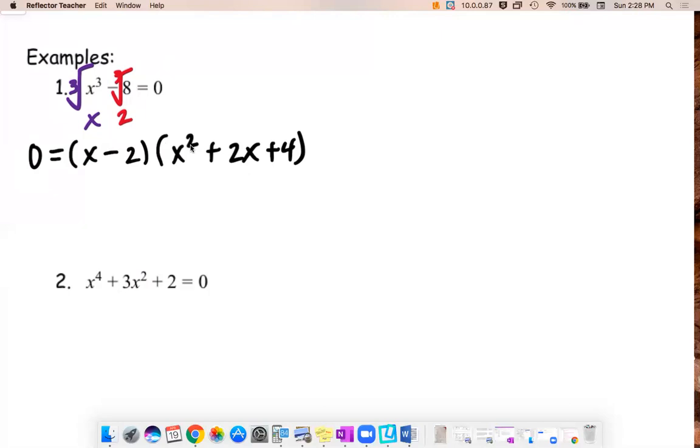So we have to use the quadratic formula. Let's just start with this first one. Let's start with the easy one. If I take x minus 2, set it equal to 0, I can add 2 to both sides, and I can get x equals 2. So one of my solutions is going to be x equals 2.